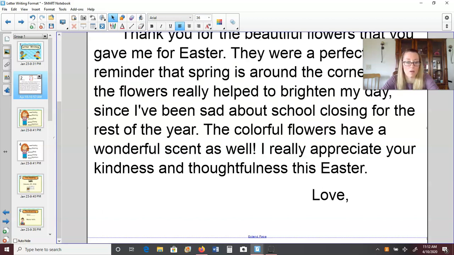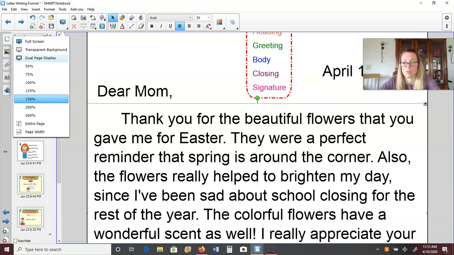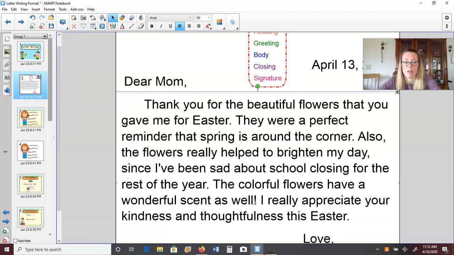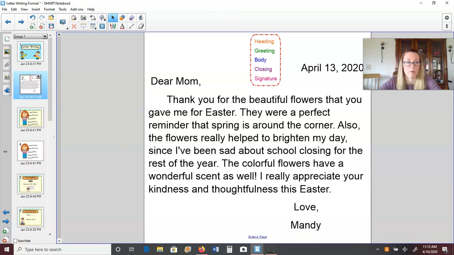And then we have the last part of our letter, which is our signature, and this is where you would sign your name. So she doesn't call me Mrs. Jockel, so I'm going to sign with my actual name, Mandy. All right, let me just zoom out a little bit so we can see the whole thing. Okay, make sure I have all the parts of my letter.